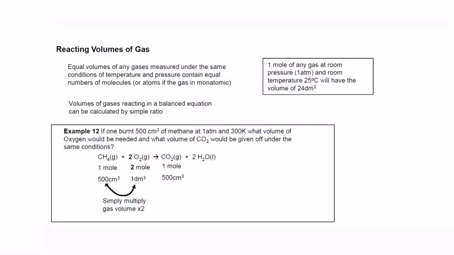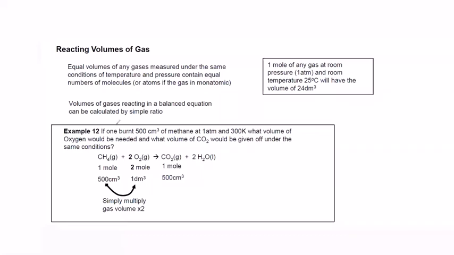Then you can also use the ratio of the volume, the ratio of the moles, to find the volume. But keep in mind that the condition to use the ratios here is that it should be standard conditions: temperature 298 Kelvin or 25 degrees centigrade, and atmospheric pressure should be 1 atm or 100,000 Pascal.